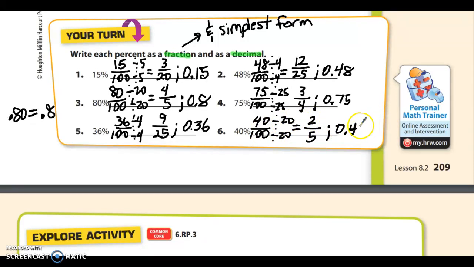Now, if you put a 0 here, I'm going to go ahead and put a 0 here just for a minute. If you put a 0 there, it's not wrong. It's not more right. Probably the more right version is to not have that 0, because we don't put zeros at the end of our decimals if we don't need them. All right, good job. You're done with page 209.